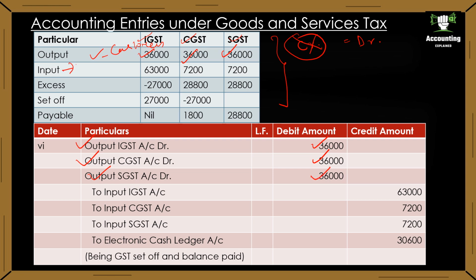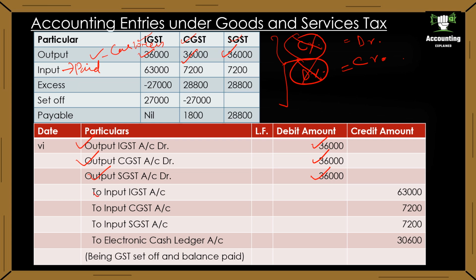Similarly, input is what we have paid to the suppliers. When we pay the tax, we debited it. We assumed it as an expense. When the expense increases, we debited it. Now we are going to cancel it. What are we going to do? We are going to credit it.